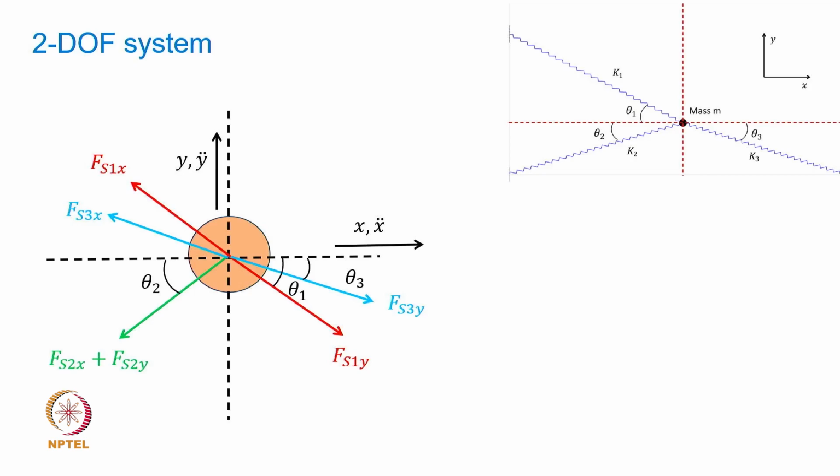Now you can write the governing equations of motion by applying Newton's second law, which in a simple case is m x double dot equal to the summation of all the forces in the x direction, in the direction of acceleration. So all of these forces are going to create their components along the x direction, and those are to be summed up to apply this Newton's law to get the governing equations of motion.